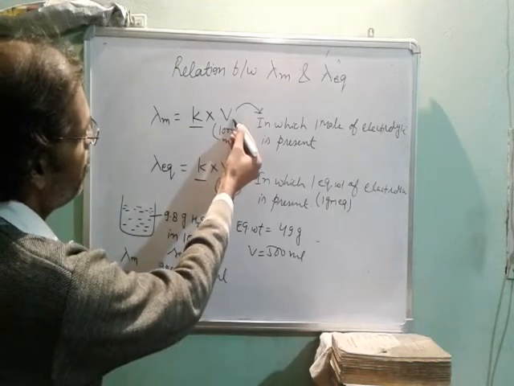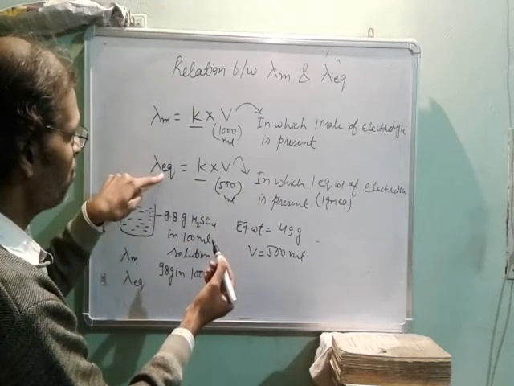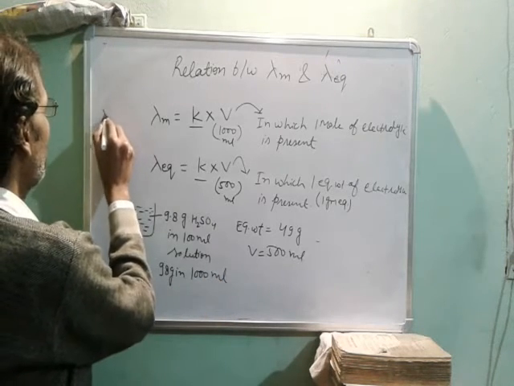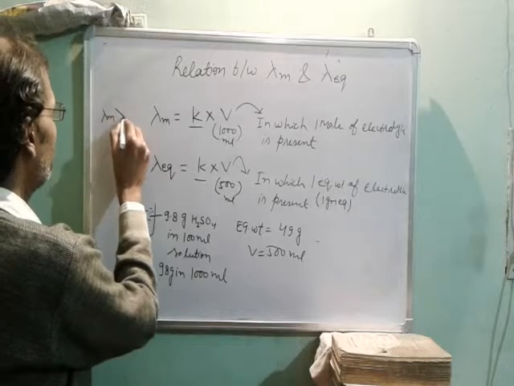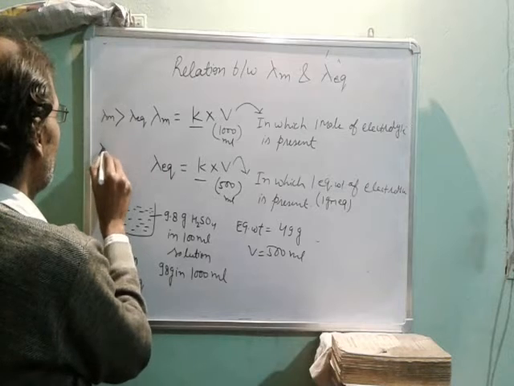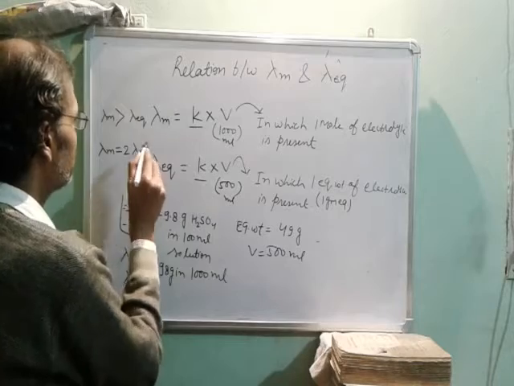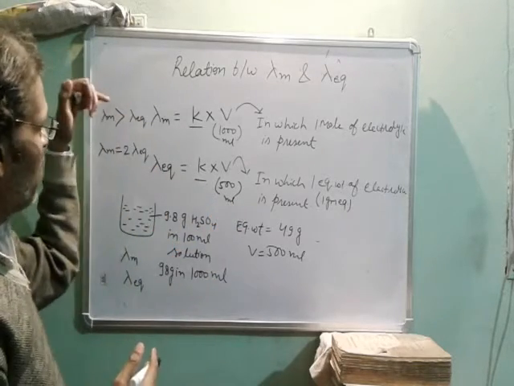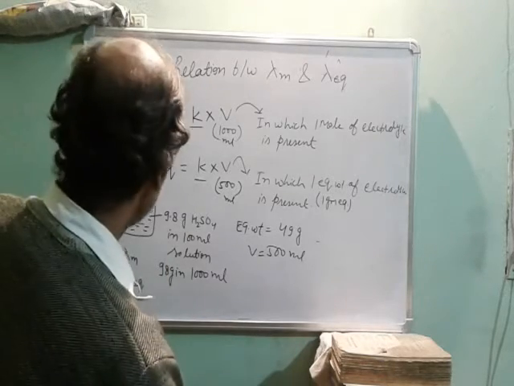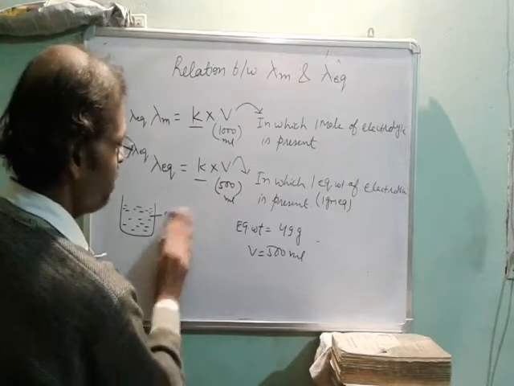Here the value of V for lambda M is twice the value of V for lambda EQ. So it means that the value of lambda M will be greater than that of lambda EQ, and lambda M will be equal to twice the value of lambda EQ. This is how we can relate lambda M and lambda EQ. This is another method. One more interesting example of KMnO4 can be mentioned here.